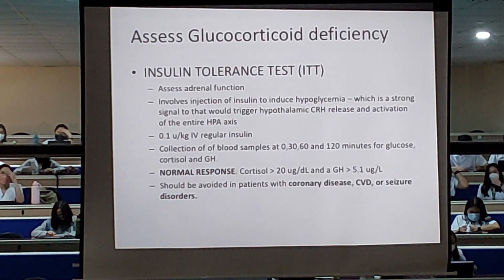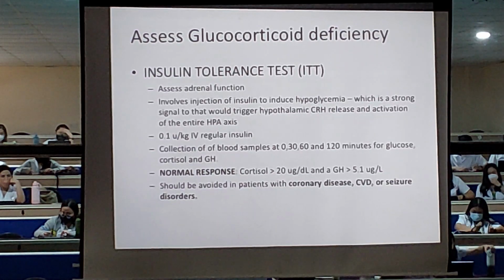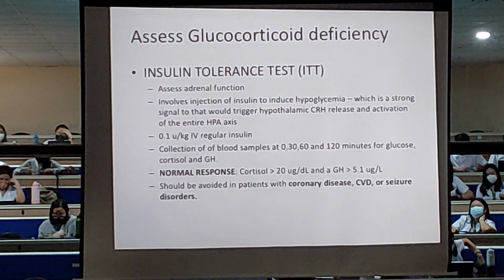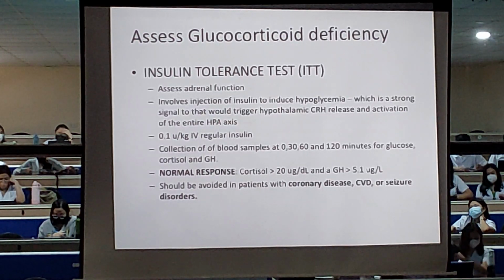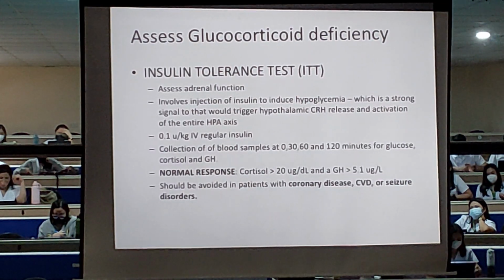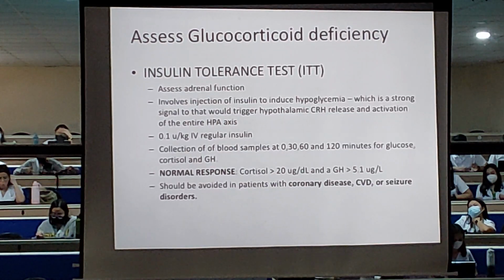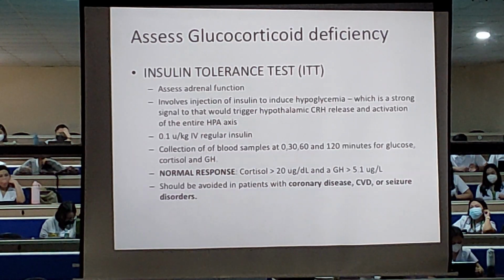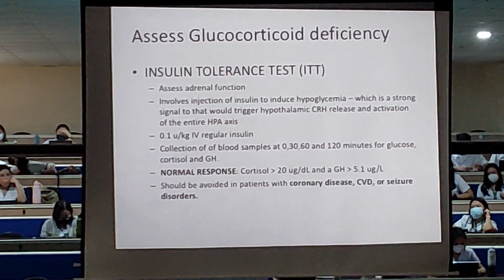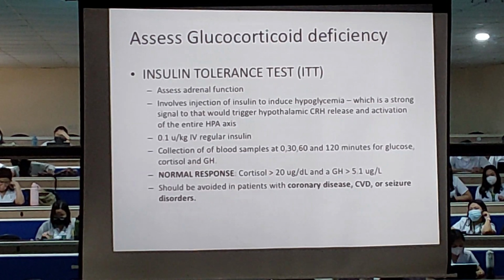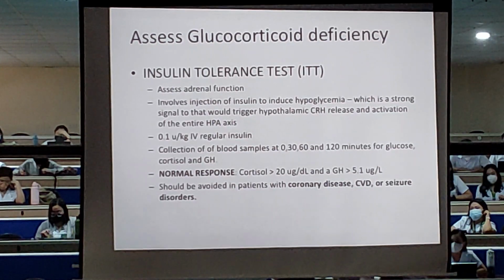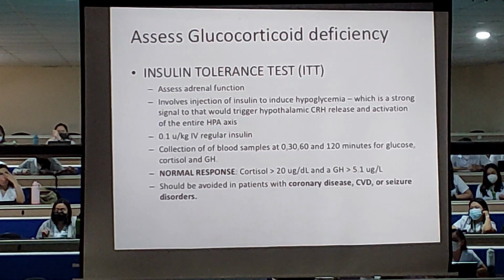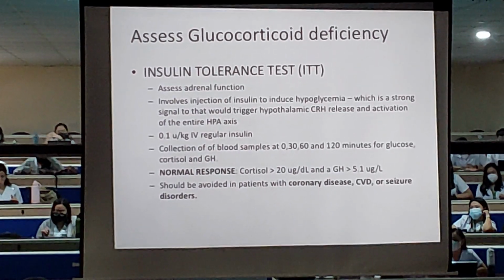Another test to assess glucocorticoid deficiency is your insulin tolerance test. Insulin tolerance would assess the adrenal function, and this involves injection of insulin to induce hypoglycemia. Hypoglycemia is a strong signal that would trigger the release of your hypothalamic corticotropin hormone, and this would also activate the entire hypothalamo-pituitary axis. An injection of 0.1 unit per kilogram IV of regular insulin is given. So if your patient is weighing 50 kilograms, then you need to inject 5 units of regular insulin.